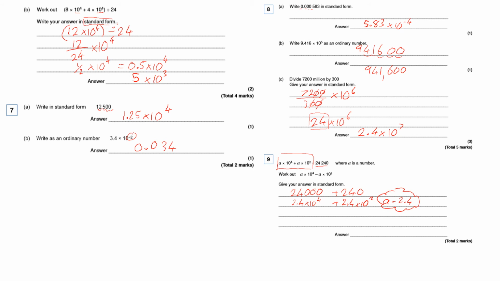It says you actually need to work out A times 10 to the 4, so that's 24,000 again. Take away A times 10 squared, so take away the 240. So if we do that, we'll get 23,760, but it wants this in standard form, so 2.376, and we've moved it once, twice, 3, 4 times, so times 10 to the power of 4.